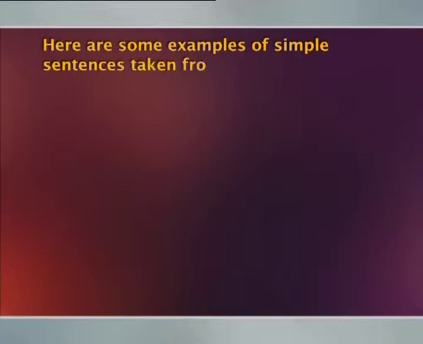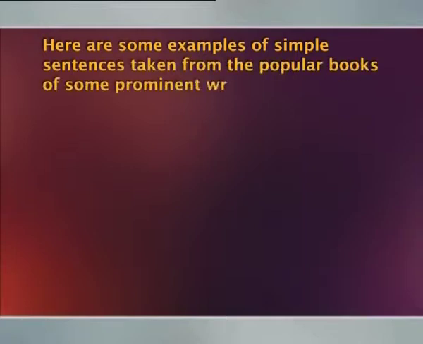Simple sentence. In English grammar, a simple sentence is a sentence with only one independent clause, also known as a main clause. Though a simple sentence doesn't contain any subordinate clauses, it isn't always short. A simple sentence often contains modifiers. In addition, subjects, verbs and objects in simple sentences may be coordinated. The simple sentence, also called an independent clause sentence, is one of the four basic sentence structures. The other structures are the compound sentence, the complex sentence and the compound-complex sentence. Here are some examples of simple sentences taken from the popular books of some prominent writers.